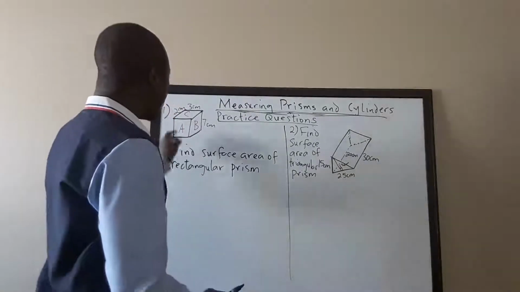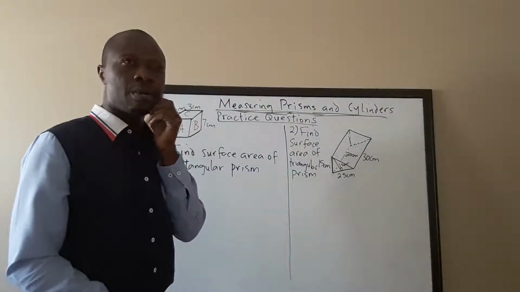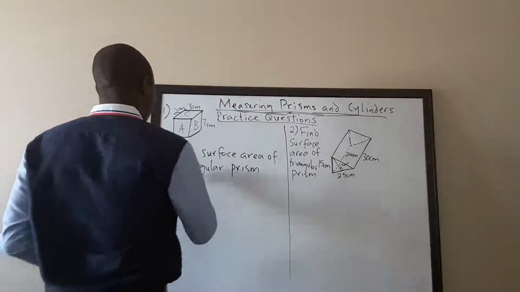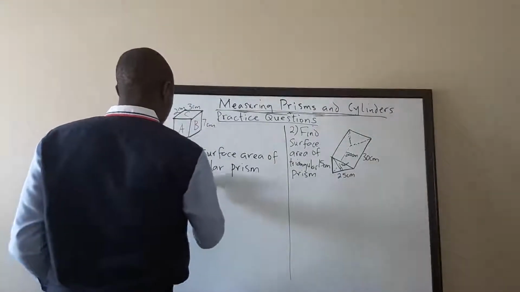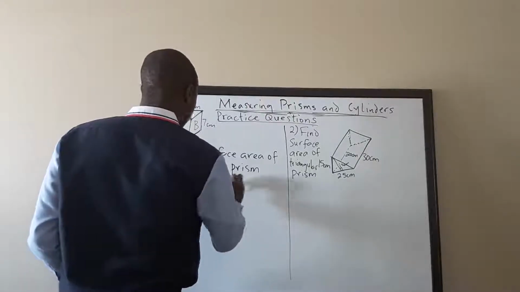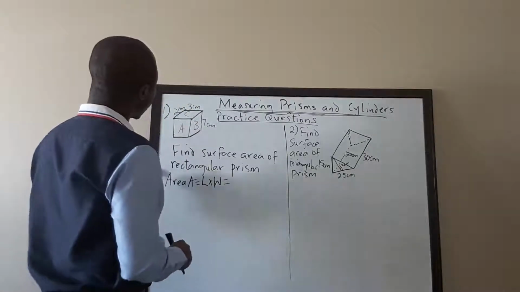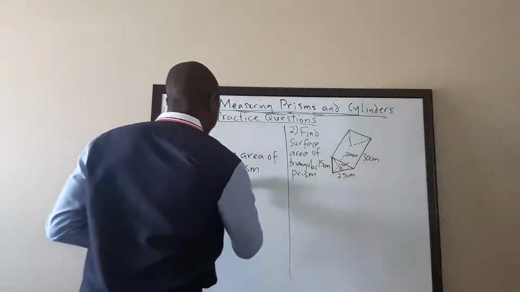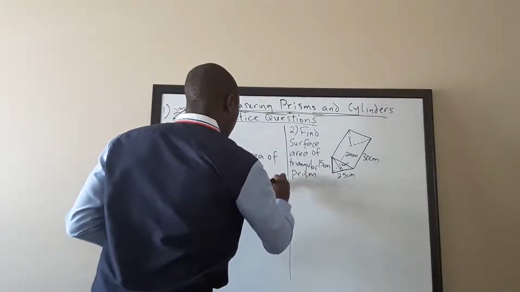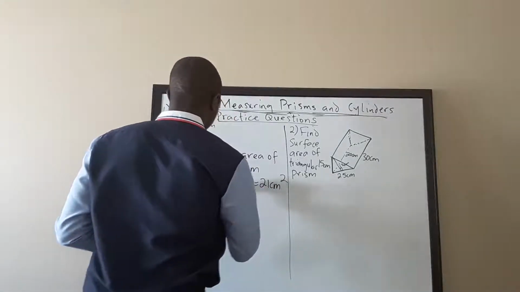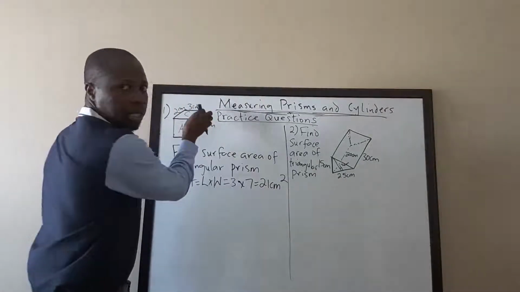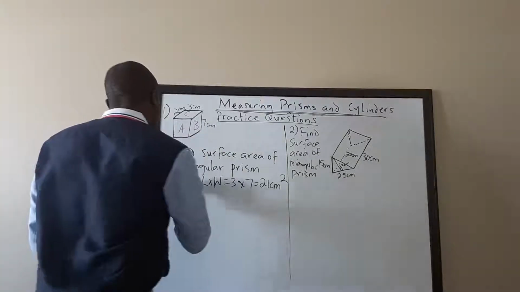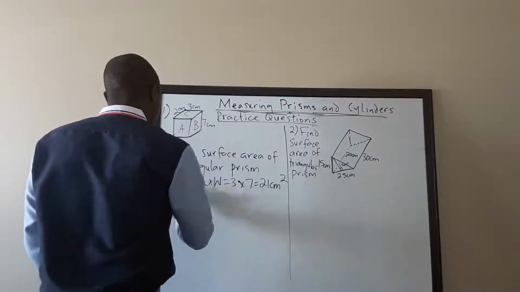So I'm going to find the area of each rectangle. The area of a rectangle is length times width. So I'm going to do area A. Length times width: this is 3, this is 3, and this is 7, this is 7. So 3 times 7 is 21 centimeters squared. Again, this 3 is the same as this 3, and this 7 is the same as this 7.